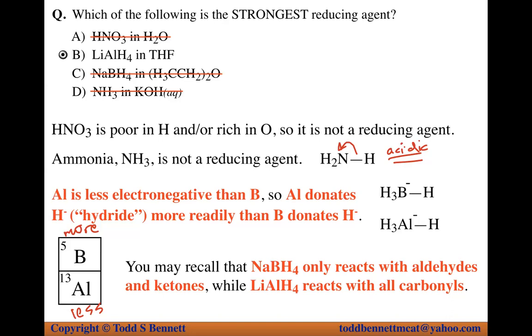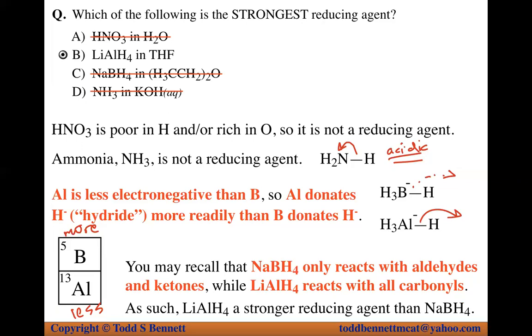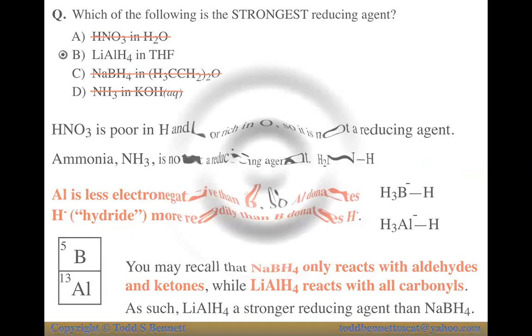Because of resonance, the delta plus on the carbon of an ester isn't quite as much as it is in a ketone. So the one with the bigger delta plus, this one can react with. The one with the big or small delta plus, lithium aluminum hydride can react with. So the strongest reducing agent, the one that can react with anything, is the one that's holding on to the H minus least tightly. We can donate this one a lot, this one just a little. Hopefully that question makes sense. There's a lot to it. So lithium aluminum hydride is a stronger reducing agent than NaBH4, making the best answer B.